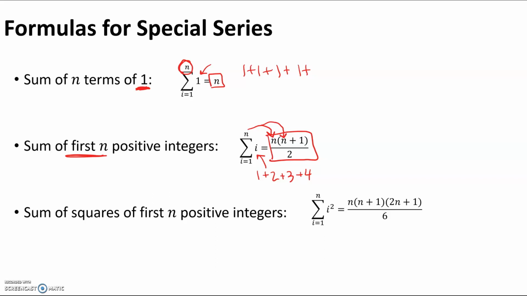Okay, and the last one is the sum of the squares of the first n terms. So I'm taking each term and squaring it: 1 squared plus 2 squared plus 3 squared, over and over again. So here's my shortcut. I'm going to take n and plug that in 3 places, and I'm going to simplify. So let's practice with some of our special cases.